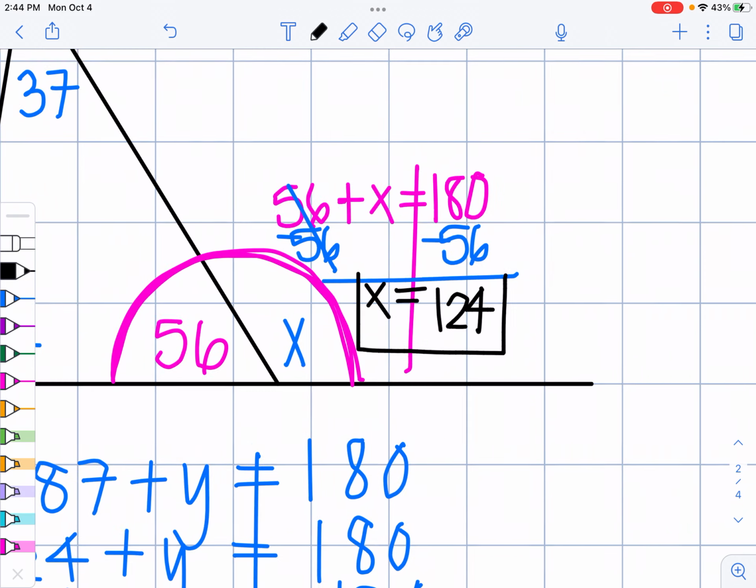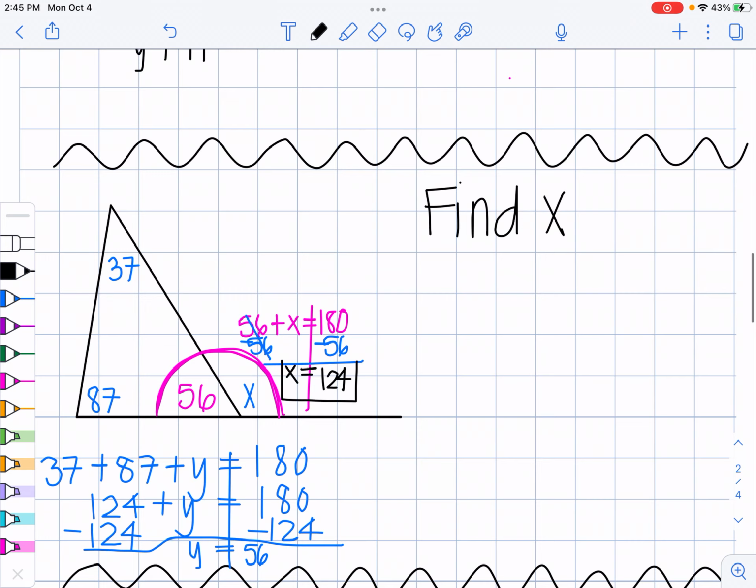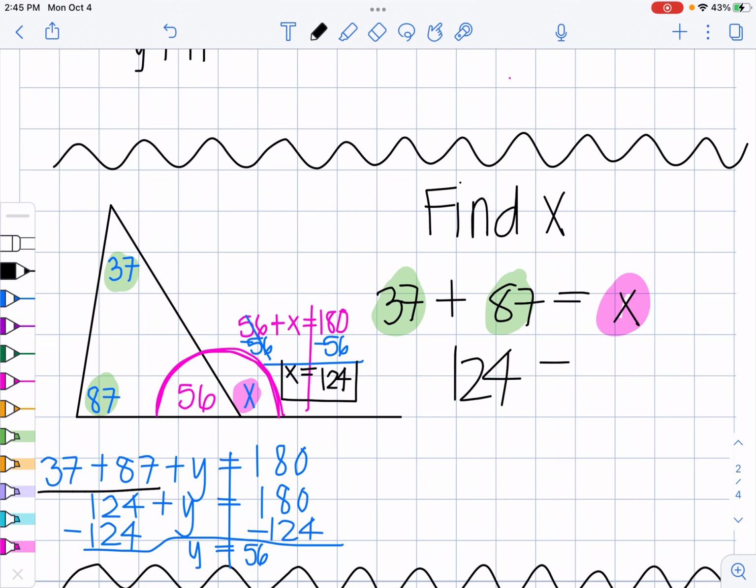Now, that sounds a little bit familiar, because if I use the fact that the sum of my remote interior angles equals my exterior angle, remember I can say that my remote interior angles added together equals my exterior angle. 37 plus 87 equals x. I already added those together right here, and I know the answer is 124. See how this method can save you some time?